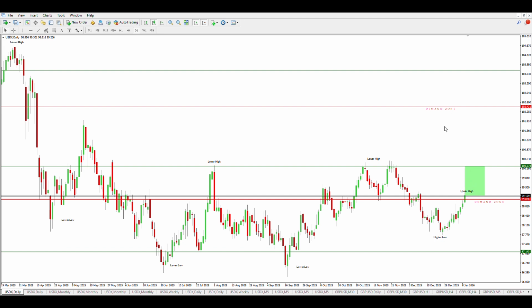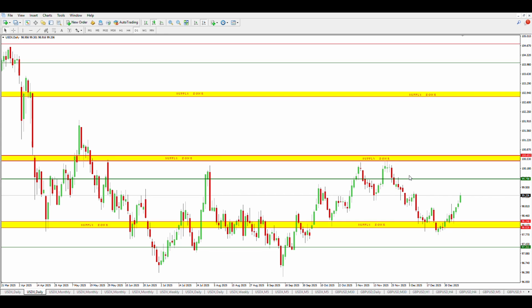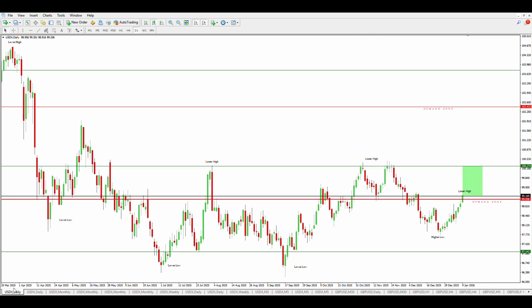Then the price can come, create a higher low, and then we continue into the next demand zone. But necessarily we anticipate that the buyers might continue pushing the price higher, because on the supply chart we are not seeing any presence of the sellers. The next supply zone is the pivot supply level, which is 99.798, and the main supply zone is quite above. So we are safe with buying the dollar index.